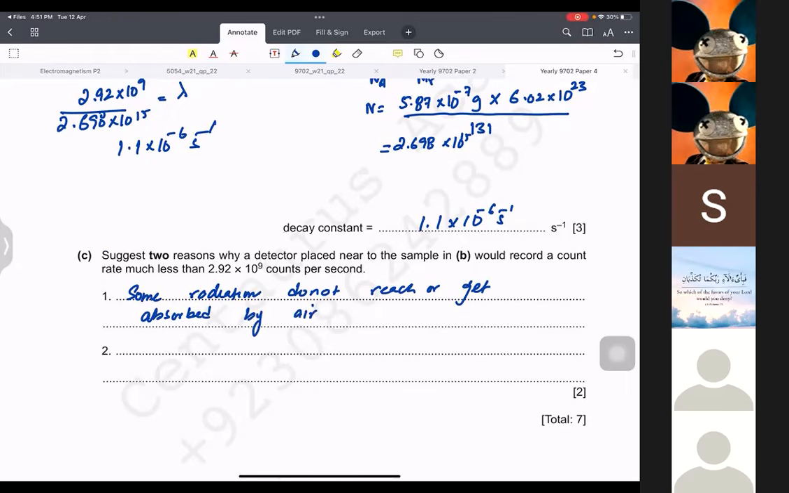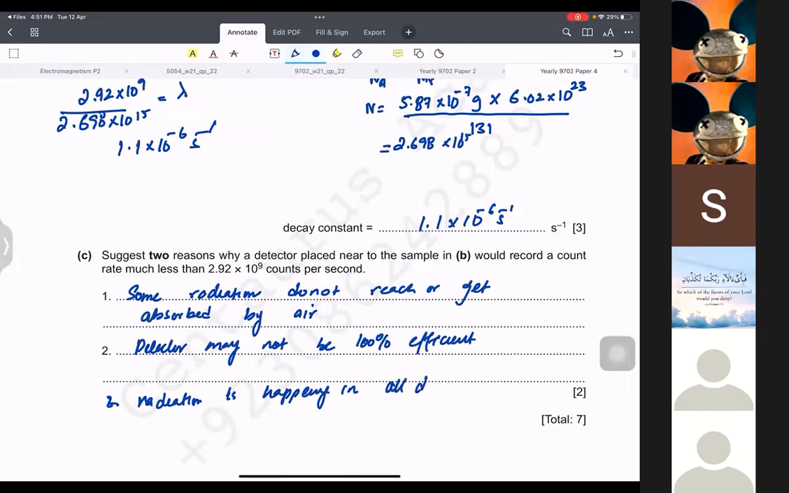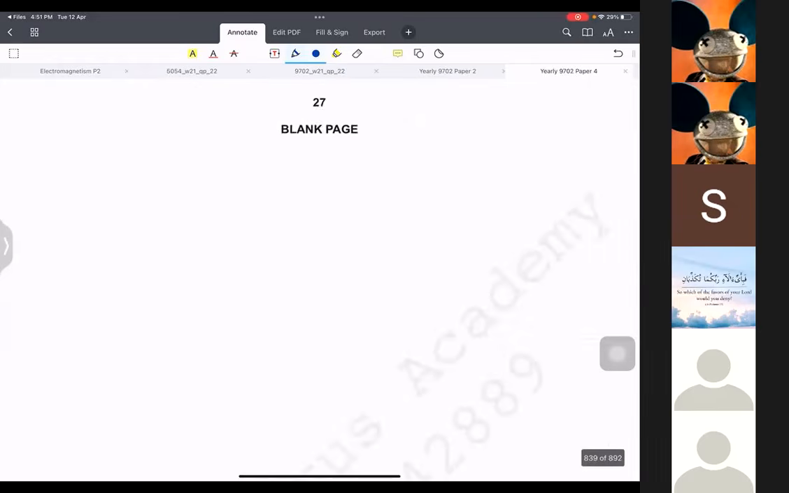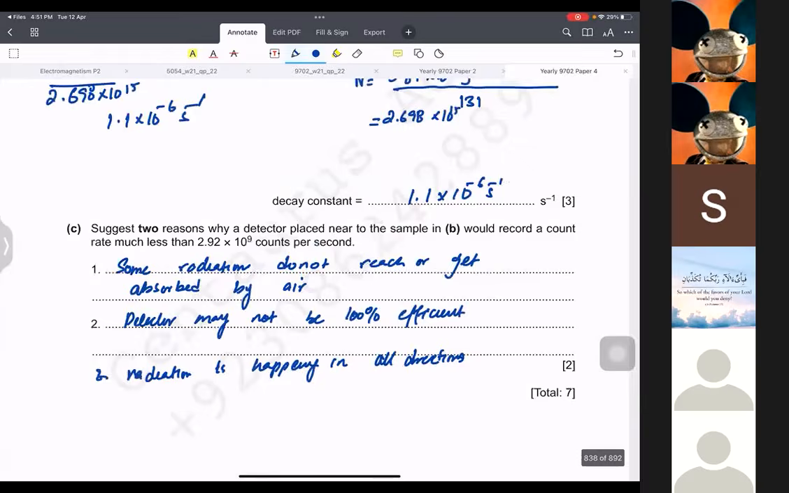And the other thing could be the detector may not be 100% efficient. And the third point, that radiation is happening in all directions. Okay. Finished. Any questions, please? Let me know.